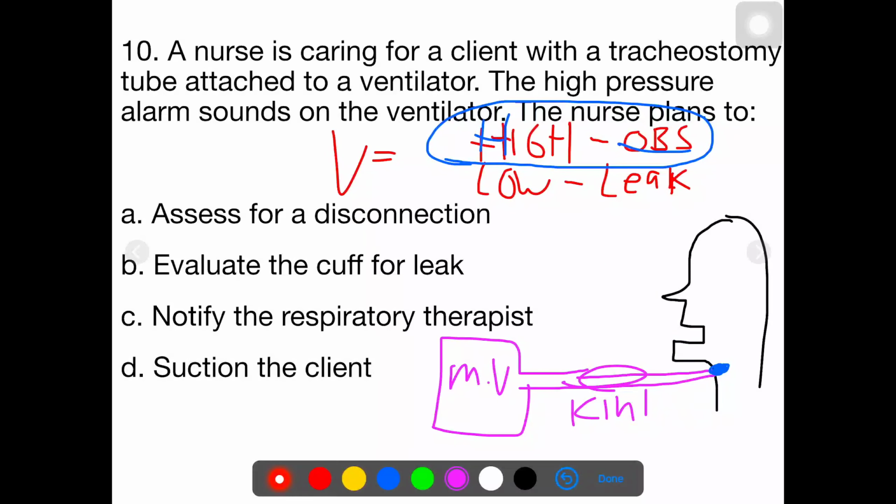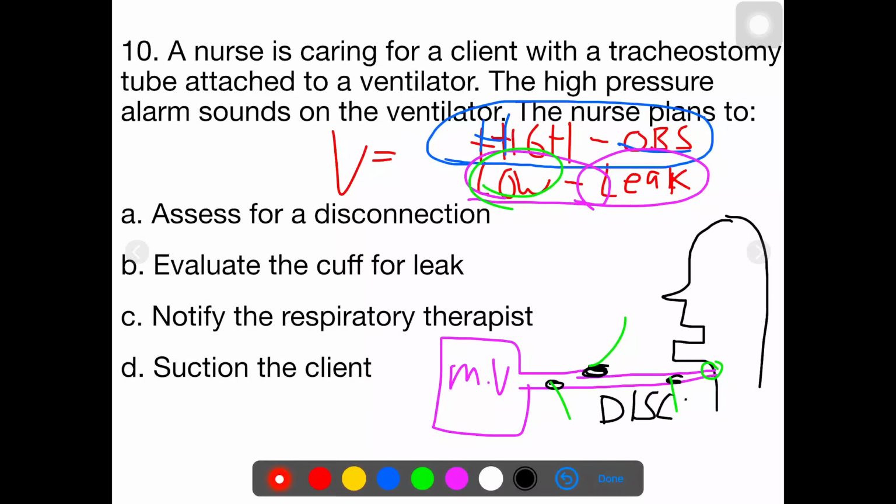We will go on to the low alarm sound. When you say low alarm sound, it will be a leak. What causes leakage? Let's say the tube has damage, a hole, so the air just leaks out of the hole and it will cause a low alarm sound. Or the tube itself has been dislodged from the neck. When you say dislodged, it came off the patient, so the air from the ventilator just escapes out, and it will cause a low alarm sound.